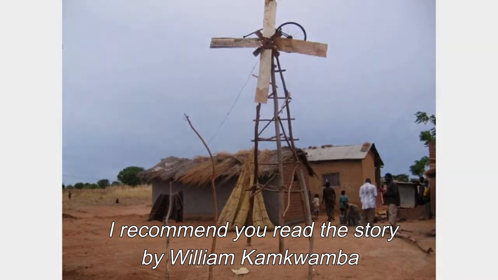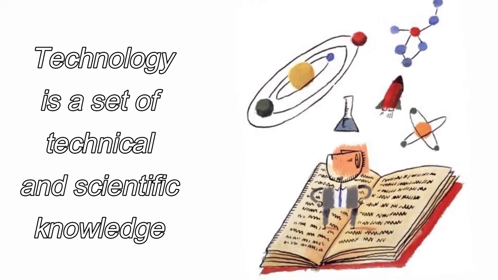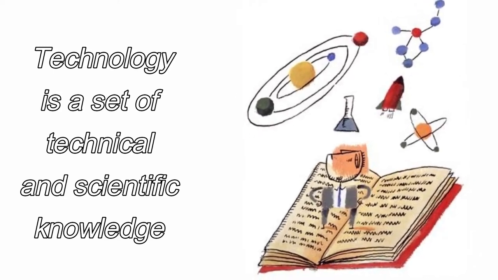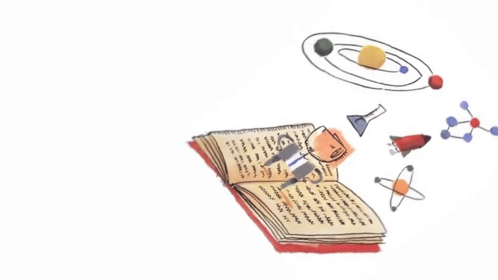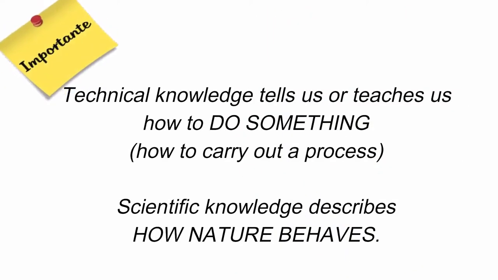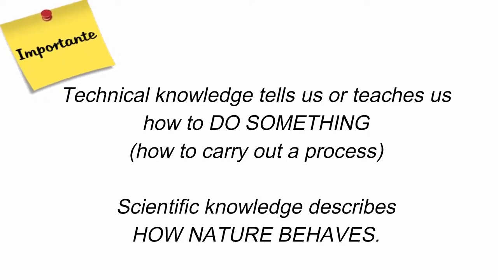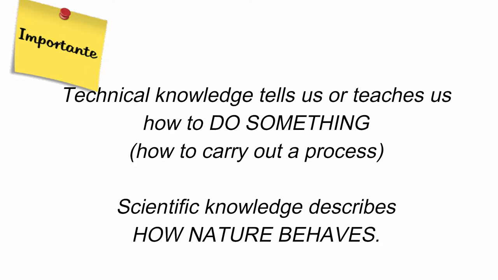We said that technology is a set of technical and scientific knowledge applied to create objects and improve our lives. Therefore, the first thing we have to do is distinguish between technical knowledge and scientific knowledge. Technical knowledge tells us or teaches us how to do something, how to carry out a process, while scientific knowledge describes how nature behaves. Consider this simple example: a recipe for how to prepare macaroni.